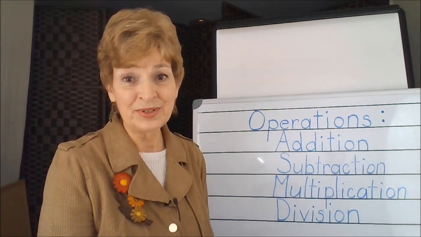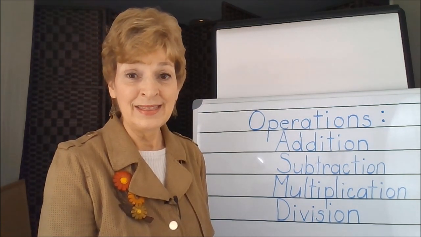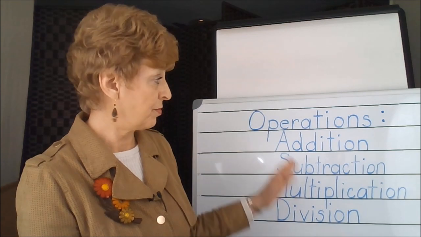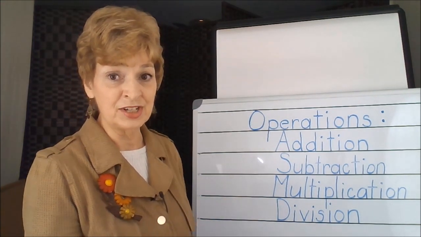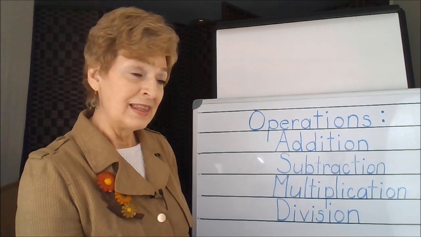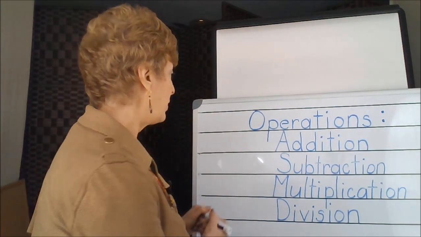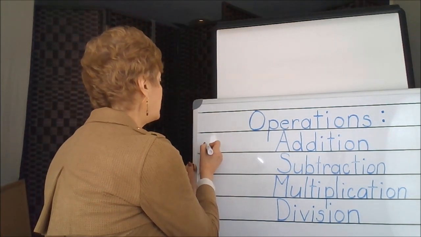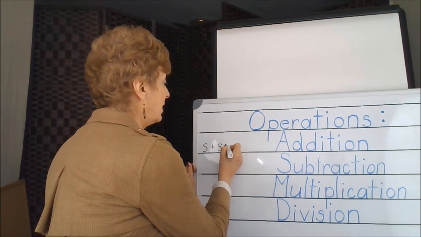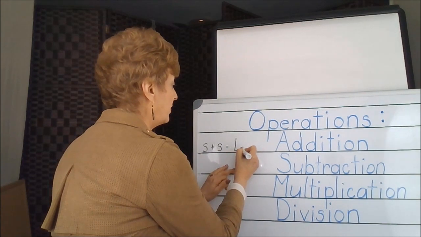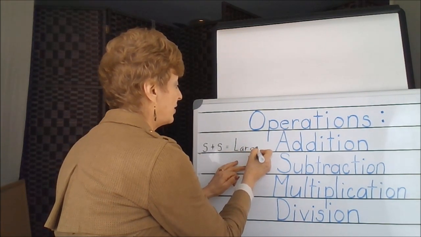Usually there are two numbers in a story problem that have to be combined either through the operation of addition, subtraction, multiplication, or division. In addition, we are basically looking for two smaller numbers that, when added together, give a large number answer.